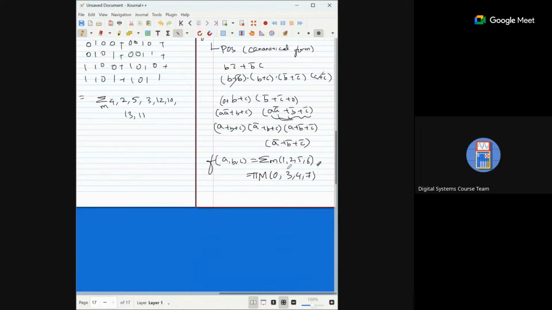Then you can write the missing terms of this SOP format, which are the canonical form of POS. So 0 means all should be 1. This is M0. And this one is 100, which is 4. 011 is 3. 111 means M7.